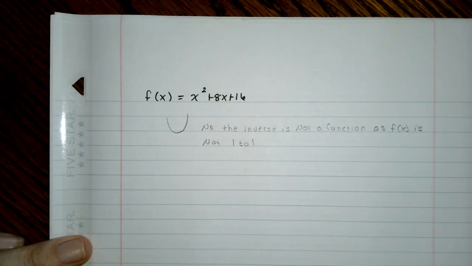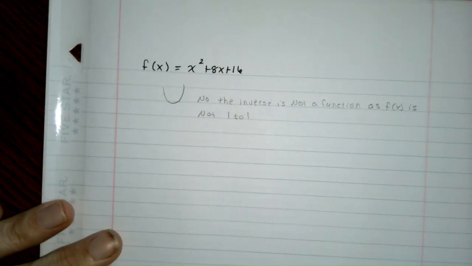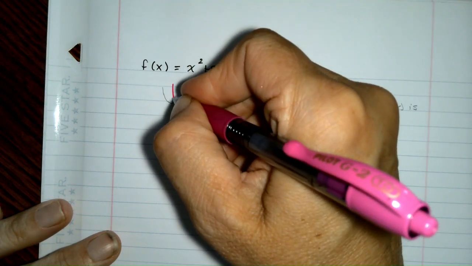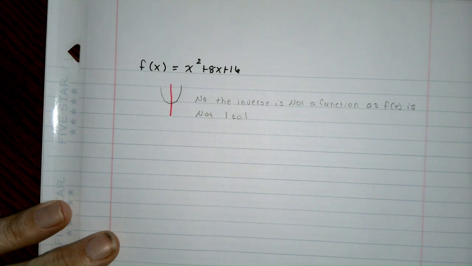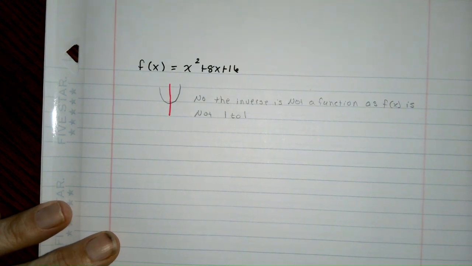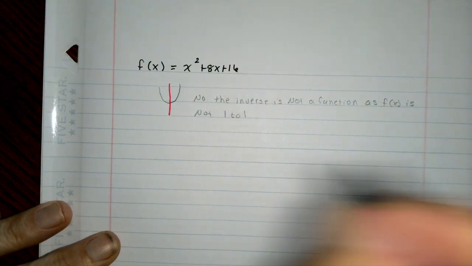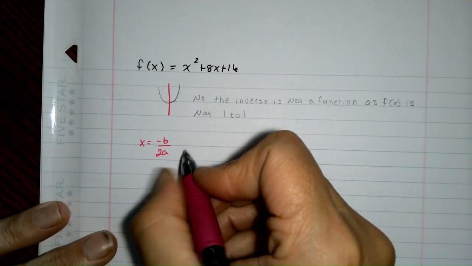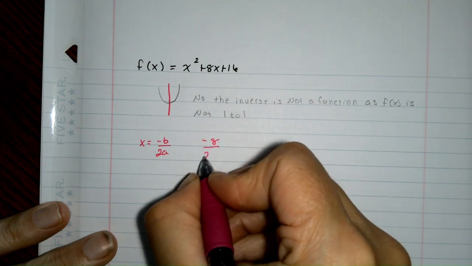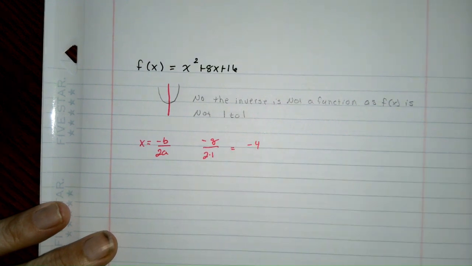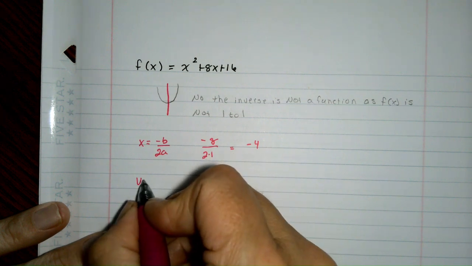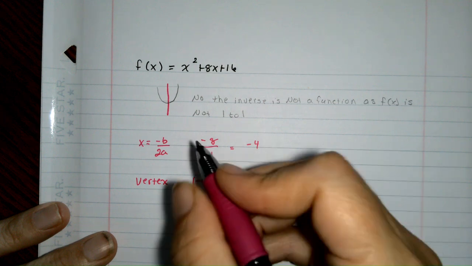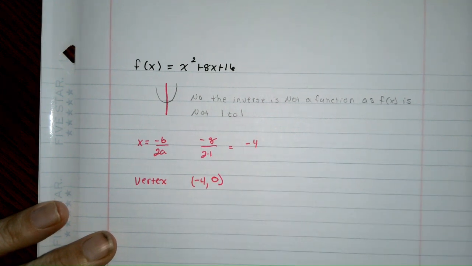How can we fix that? Well, we can limit the domain. We can limit the domain by using half the parabola. So we would need to know where the axis of symmetry is. If you remember, the axis of symmetry is at negative b over 2a, which in our case is negative 8 over 2 times 1, which is at negative 4. And the vertex is at negative 4, 0, if you utilize an ordered pair.